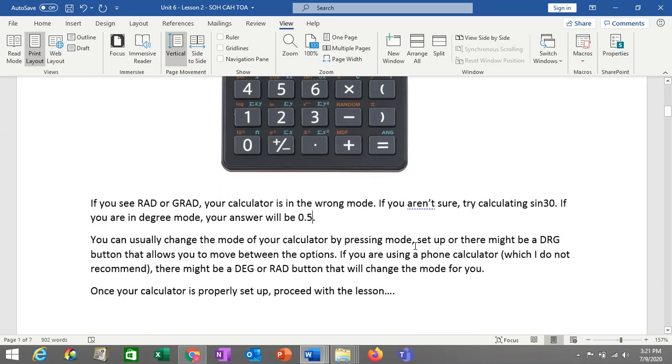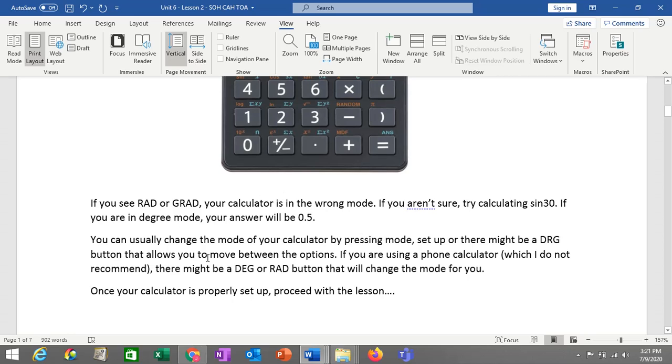Also, you can do this on a phone calculator. Now, I don't recommend that you use a phone. Please don't. But if you turn your phone sideways, you'll often get a scientific calculator, as hopefully you're aware. On a phone calculator, at least mine, there's an actual DEG button, and if you press it, it turns into RAD, and if you press it again, it turns into DEG. Also, if you're using Desmos, be aware that Desmos can use both modes as well.